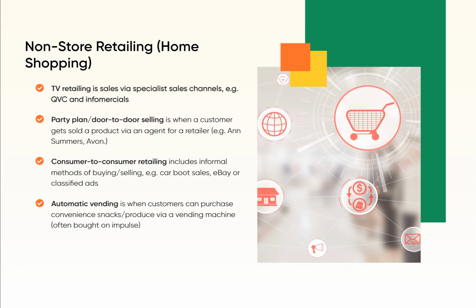Consumer-to-consumer retailing includes informal methods of buying or selling, for example car boot sales, eBay or classified ads. Automatic vending is when customers can purchase convenience snacks or produce via a vending machine, often bought on impulse.